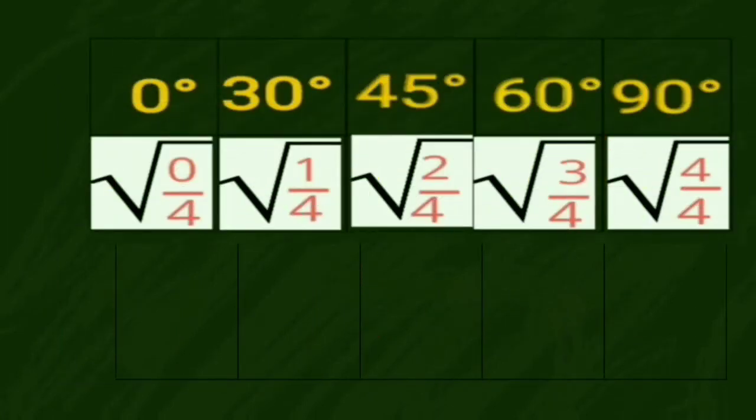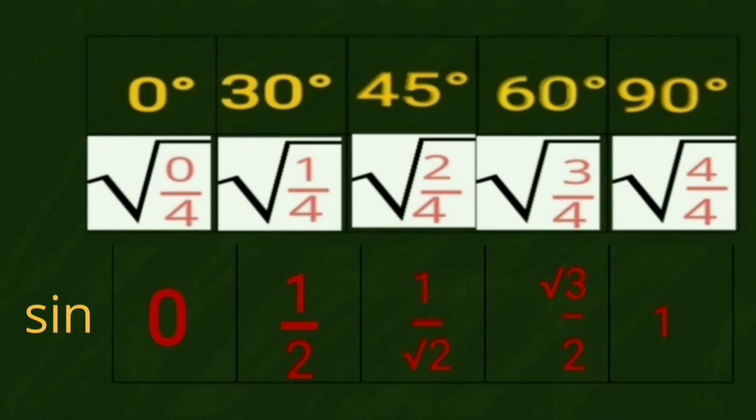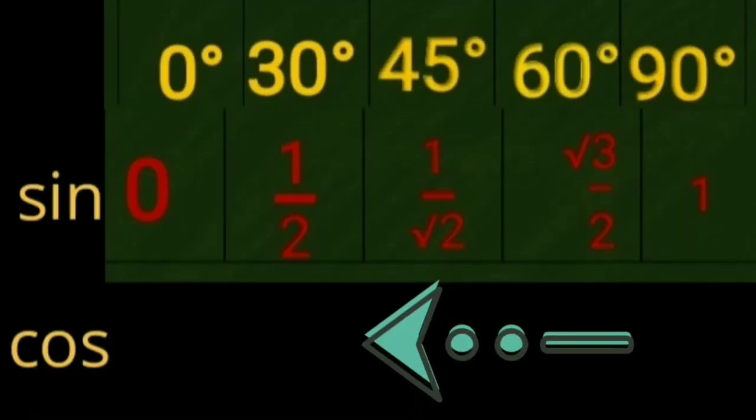Simplifying this, we will get 0 upon anything is 0, so 0. 1 upon square root of 4 will be 1 upon 2. 2 upon 4 will be 1 upon 2, so that will be 1 upon square root of 2. Square root of 3 upon 2. And 4 upon 4 will get cancelled. We will get 1. These values which we have got are the values of sine theta.